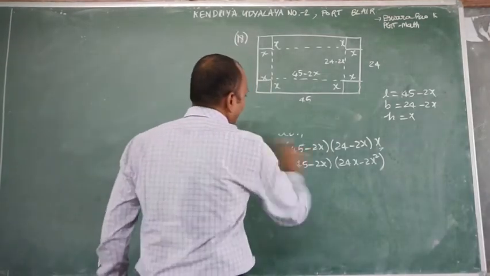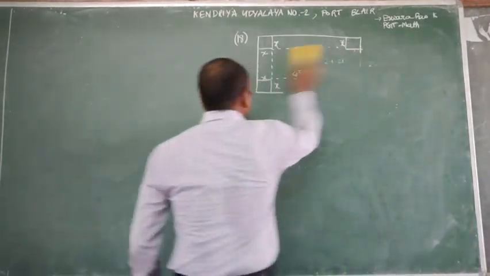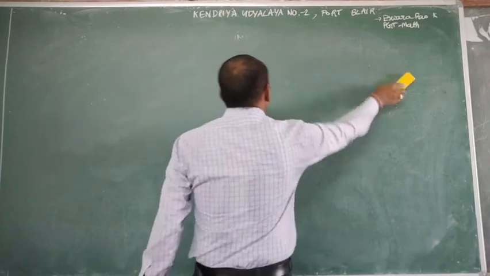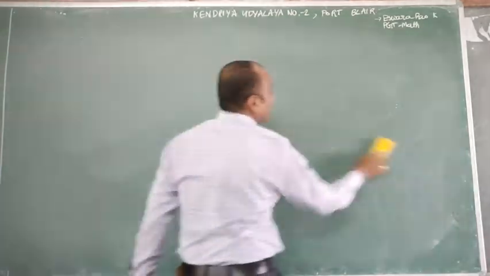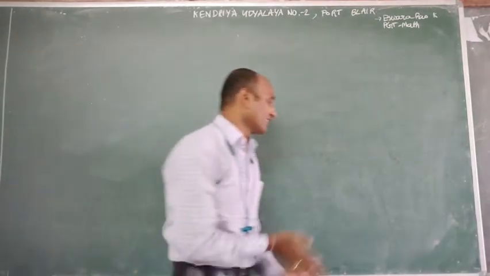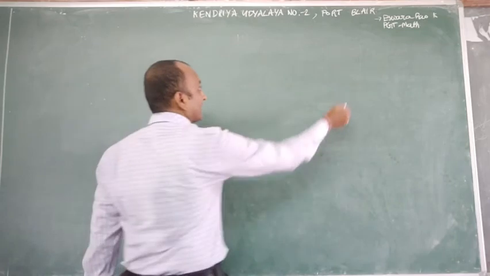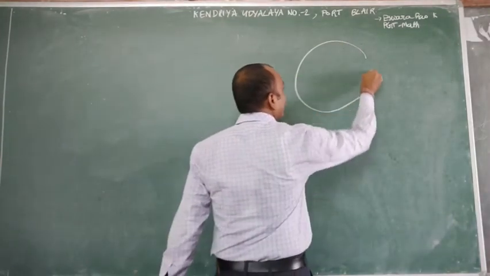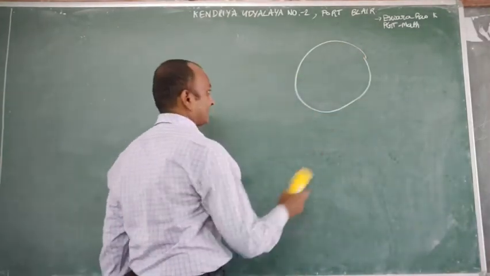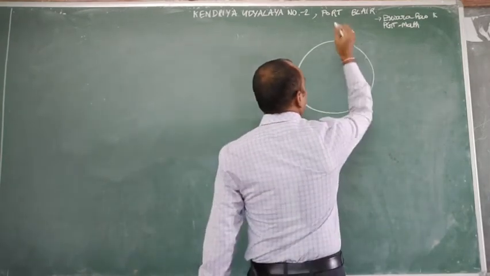Look at the next question. They are telling that in the next question, prove that the largest rectangle inscribed in a fixed circle is a square. What is that? The largest rectangle inscribed in a fixed circle. This is a fixed circle. It does not look like a circle, but it is a circle.